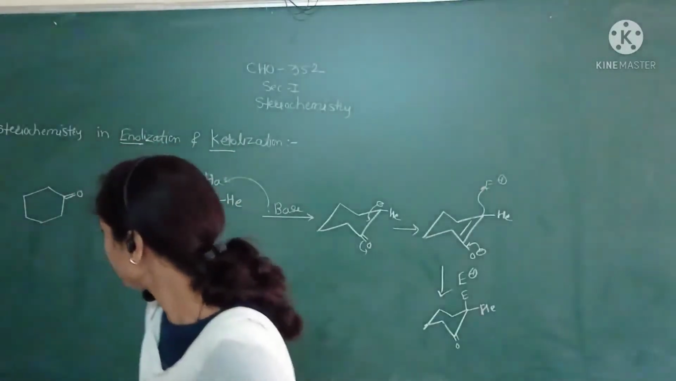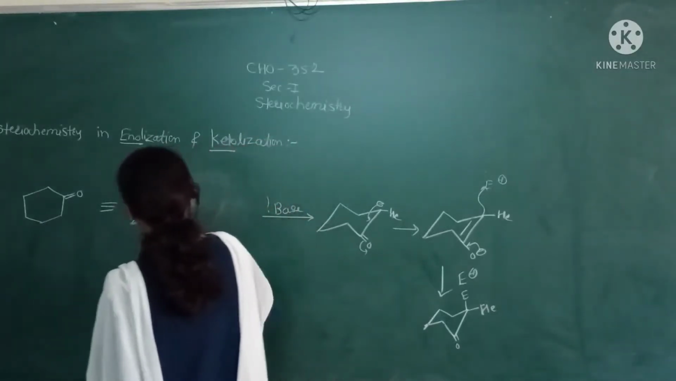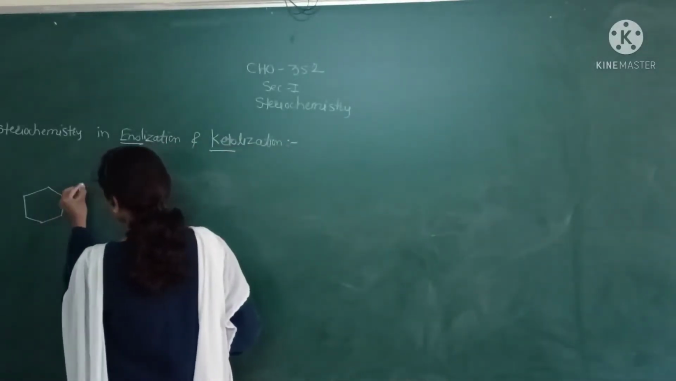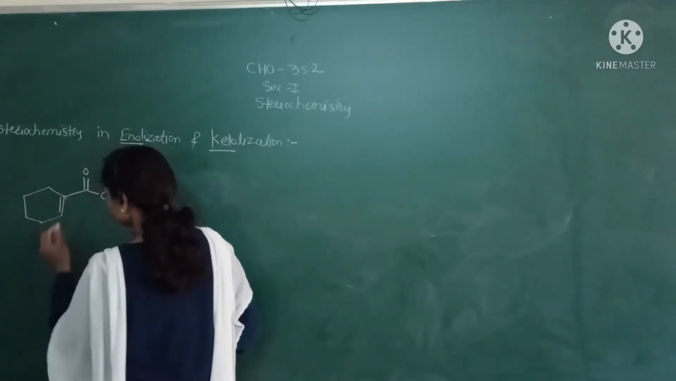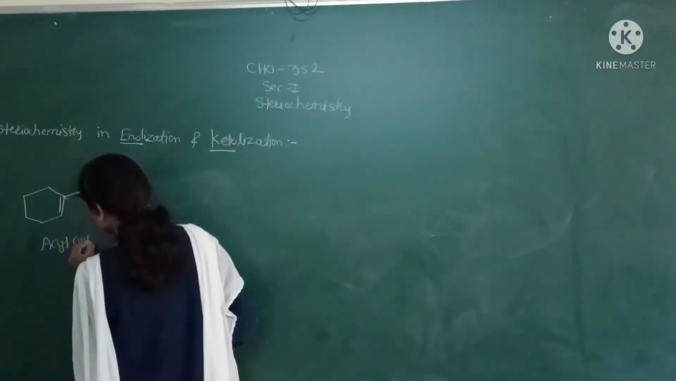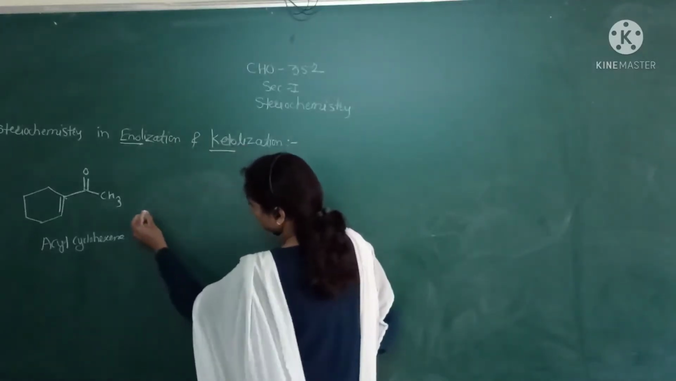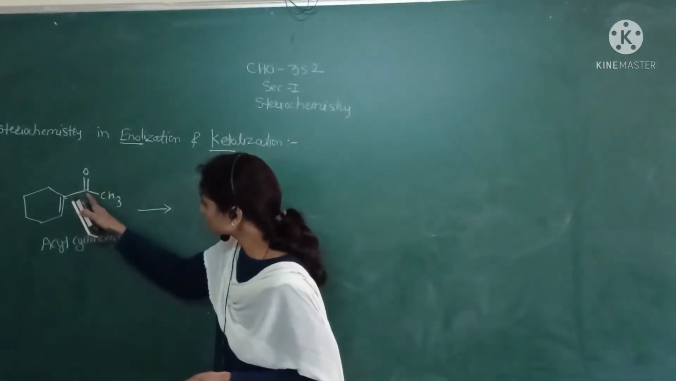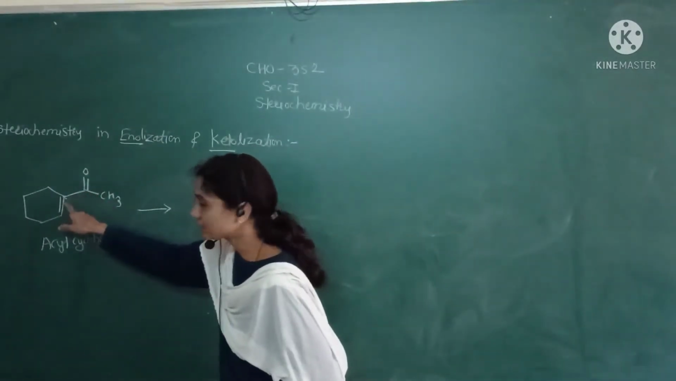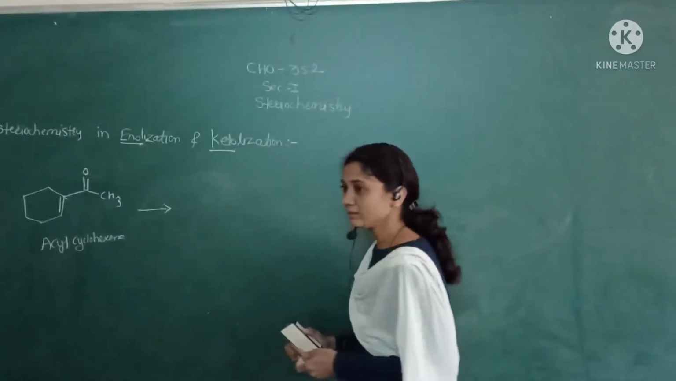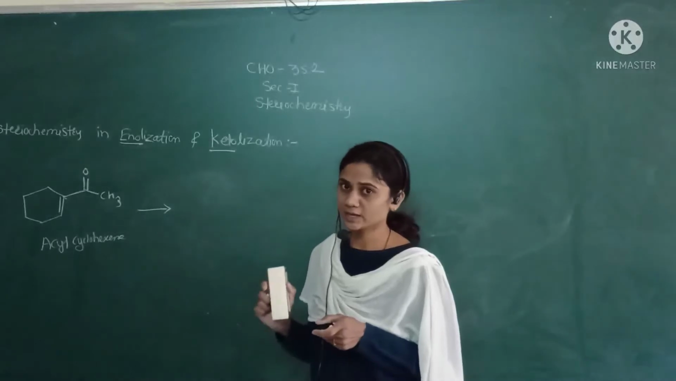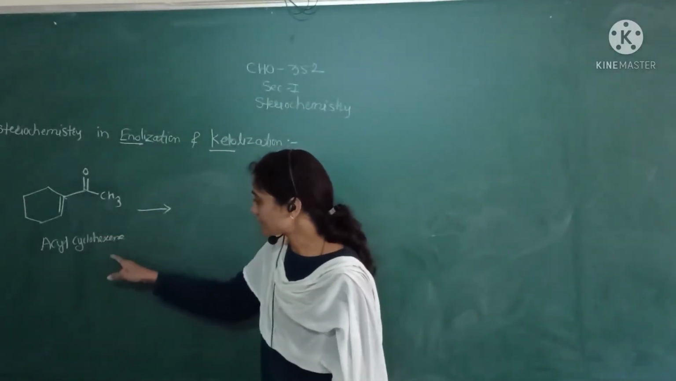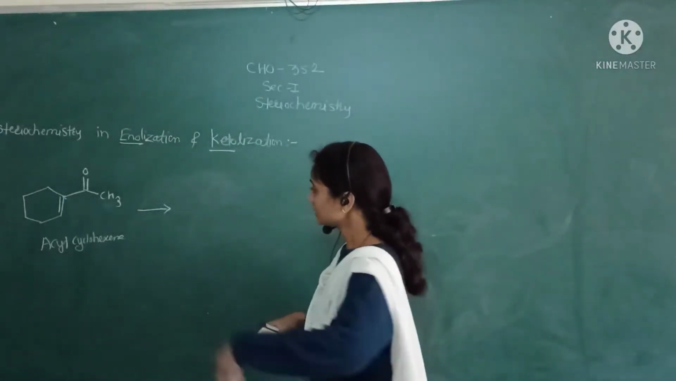Now the second example is acyl cyclohexane, C double bond O CH3, with a double bond here. Acyl cyclohexene. Here this carbonyl group is not part of the 6-membered ring, meaning this carbonyl group is not directly attached to this ring, and then the attack is from this equatorial side. Here the stereoelectronic requirement does not play an important role in acyl cyclohexane, but the steric factor plays an important role.